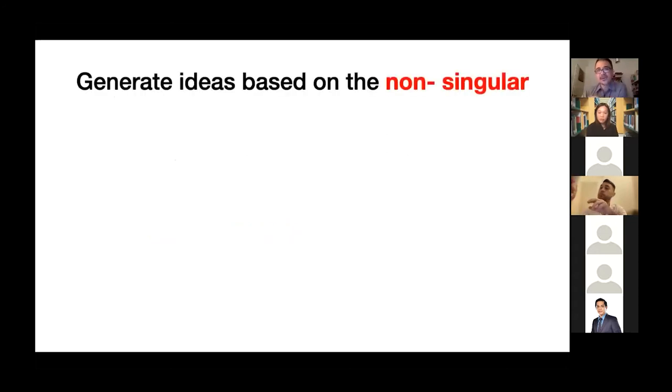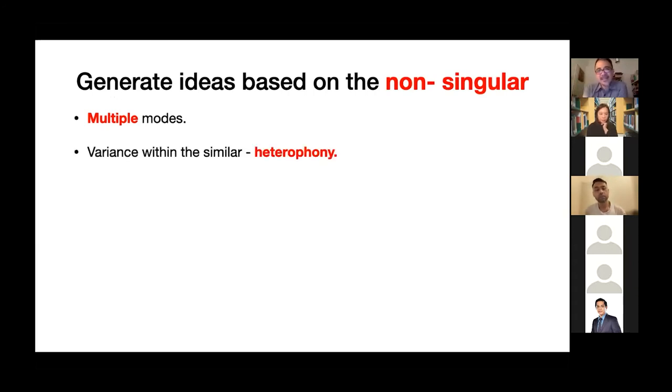So what do I do? Generate ideas based on this non-singular. I have an approach already. So, okay, non-singular, non-singularity. One of the ideas is I can have multiple notes. Okay. Do I want to have 12 tones? Do I do atonal? Do I have one tone? So probably let's say I have multiple notes. Okay. The notion of multiplicity, the idea of variance within the similar: heterophony.